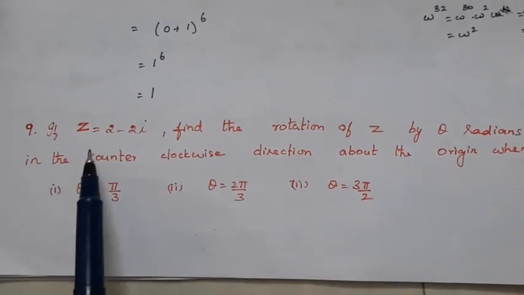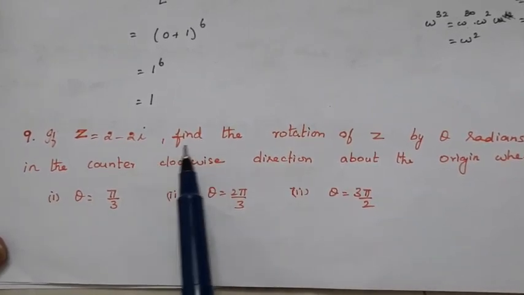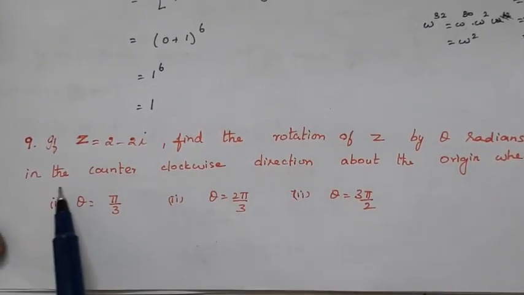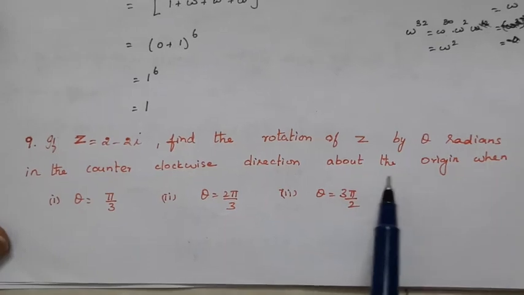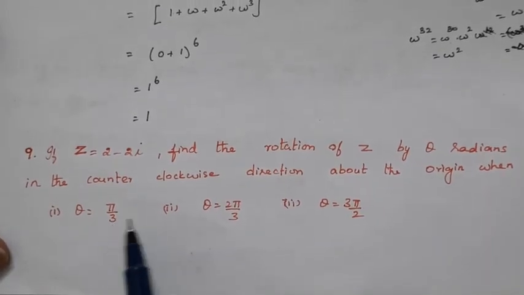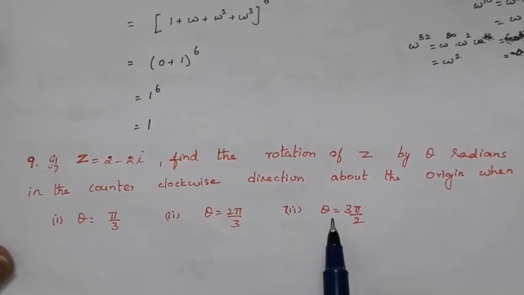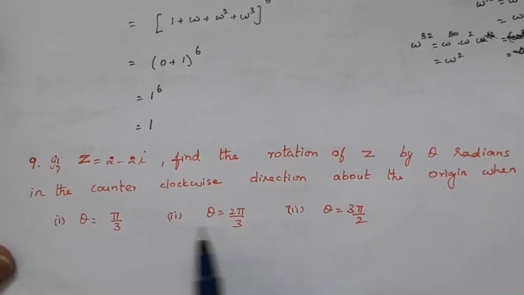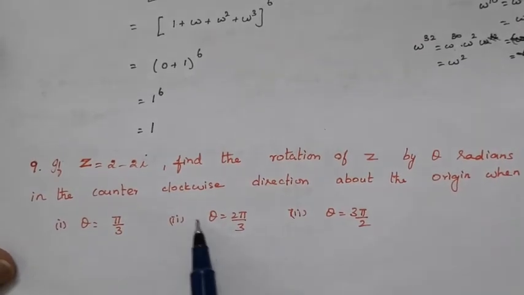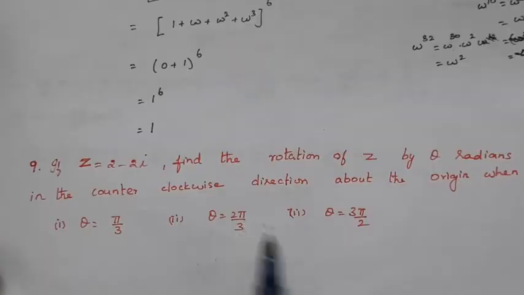Then the ninth one: if z is equal to 2 minus 2i, find the rotation of z by theta radians in the counterclockwise direction about the origin when theta is pi by 3, when theta is 2 pi by 3, and when theta is 3 pi by 2. So here we are going to use the rotation rule in order to do this problem.